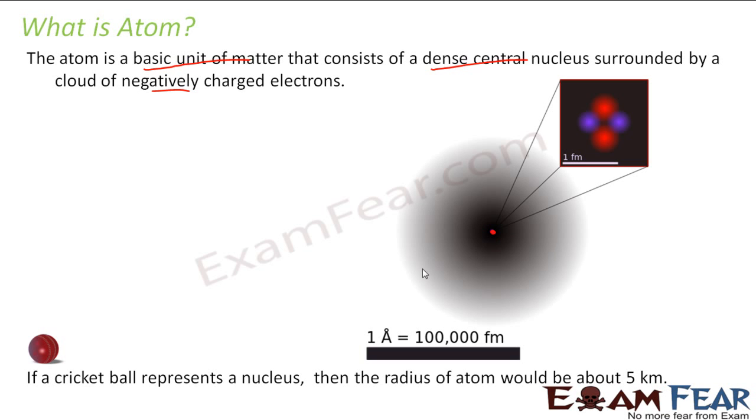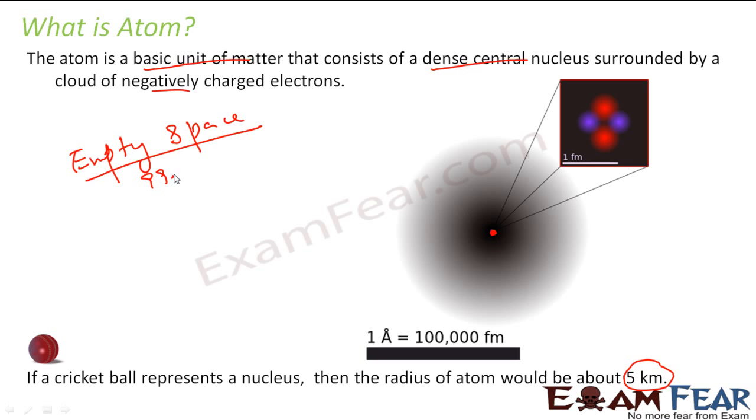So if you compare this dot, the nucleus of the atom, with a cricket ball, the size of the atom is nothing but a sphere of radius 5 km. Understand the huge thing here. This is very small. If this is a cricket ball, this is 5 km. That means most of the atom is nothing but empty space. Please note, most of the atom is nothing but empty space.